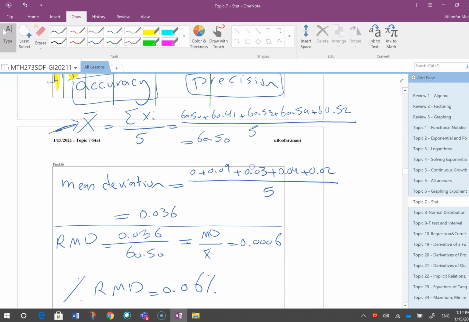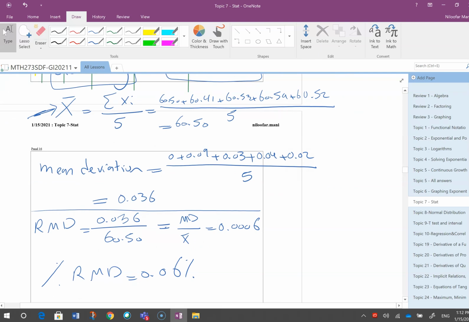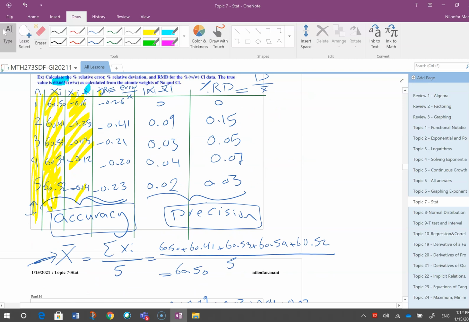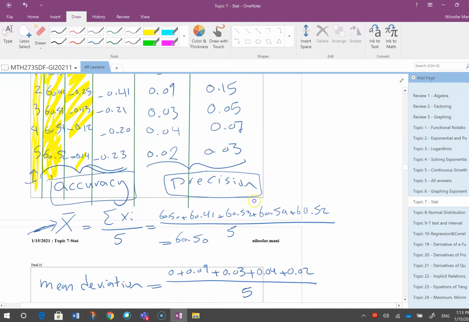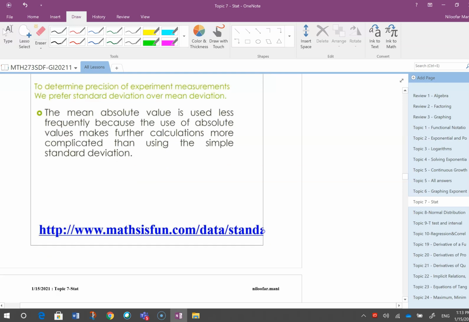Then I find the mean deviation, meaning I add all the deviations and divide by 5. And the relative mean deviation is the mean deviation divided by the mean, x bar. And then I do percentage. See, I can do all this calculation and talk about how accurate and how precise my data is, using all these formulas. If I made any mistake here, just tell me.